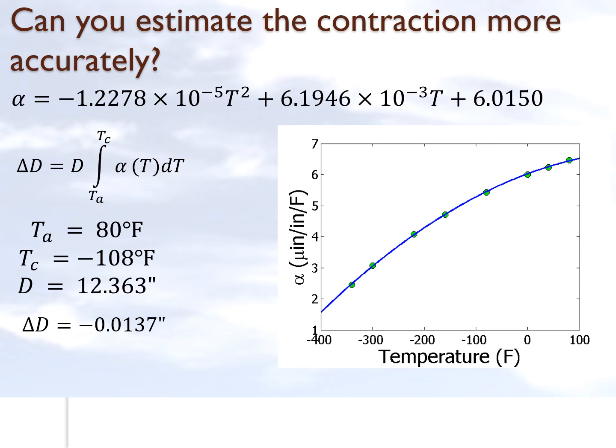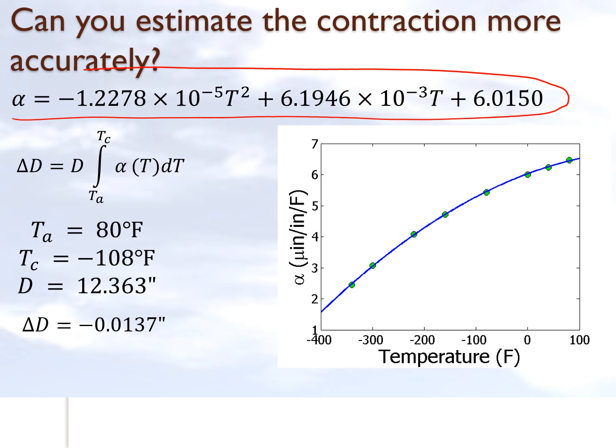Now, in the previous slide, we talked about how to estimate the contraction with a very rough estimate. Can we do it a little bit more accurately? Yes. What we can do is approximate this data which is given to us by a second order polynomial regression model. These terms may not be familiar to you, but later on in the course when we talk about regression, you'll be able to see where we get this from.